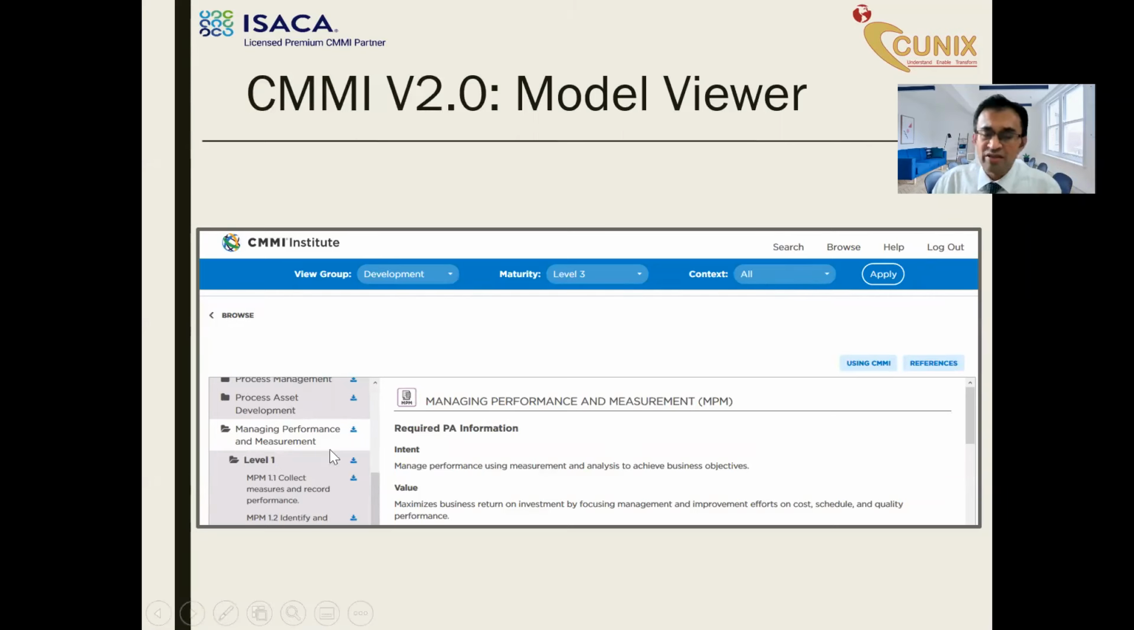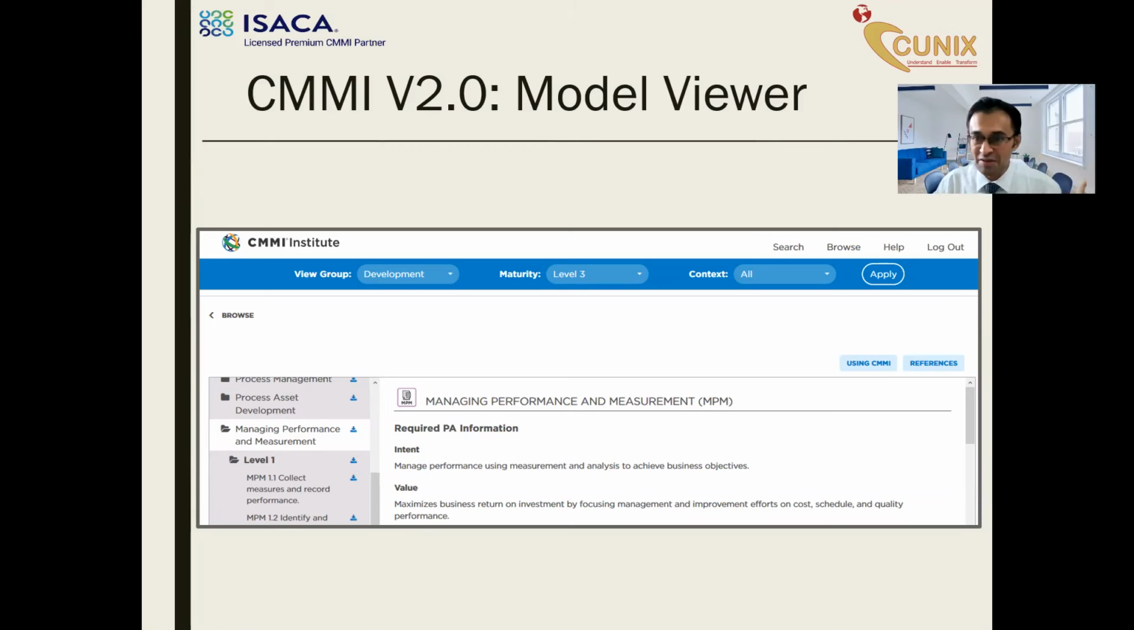Well, your practice areas are not going to change, but this content, this output, will give you some guidance related to implementation in the context that you have selected. So if you have selected supplier management for development, it will show you the guidance on how to do that.